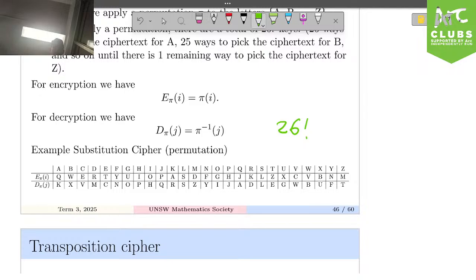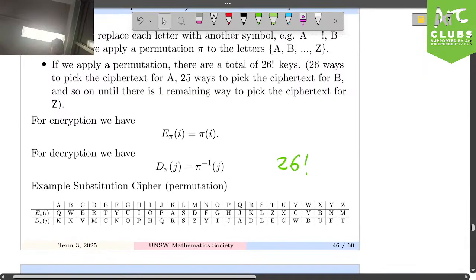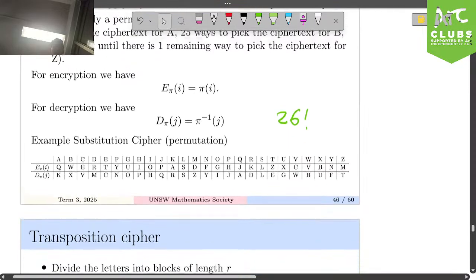Pretty hard to break. But it also means that you have to store a lot of information for a key. So, you know, it's good, but it's heavy. It's a heavy code. So, anything else that I need to say about this? Ciphertext, 25 ways, and I think we're good.